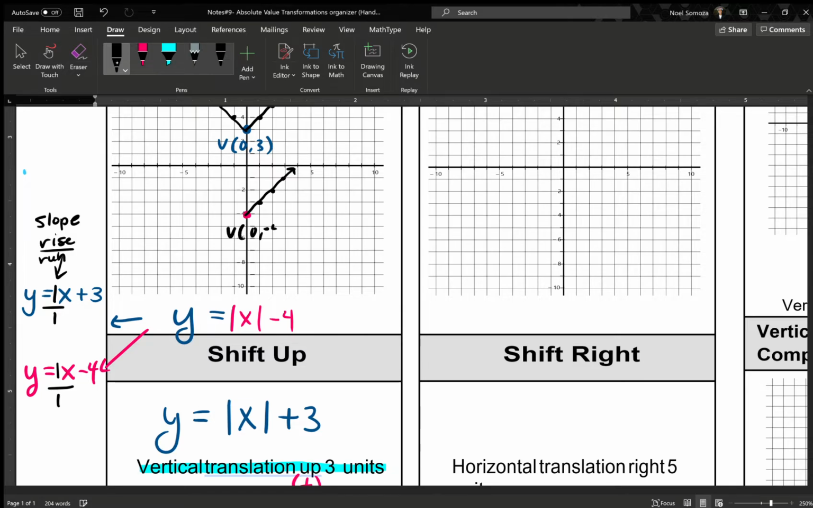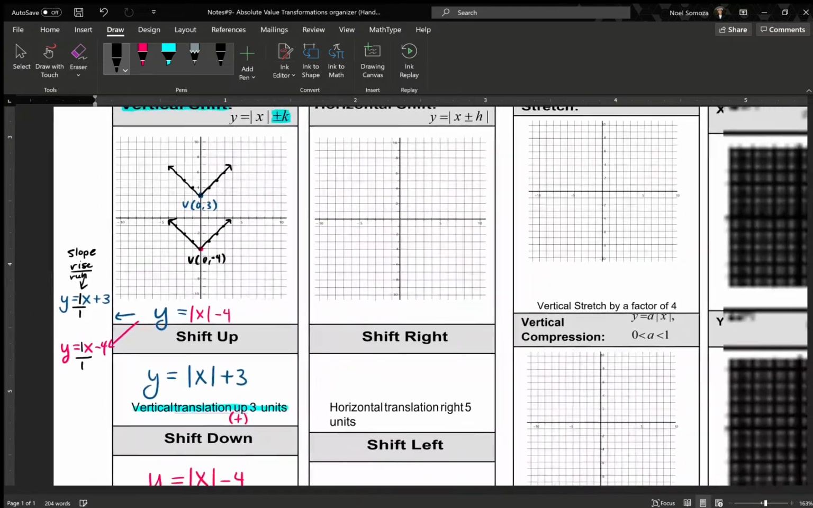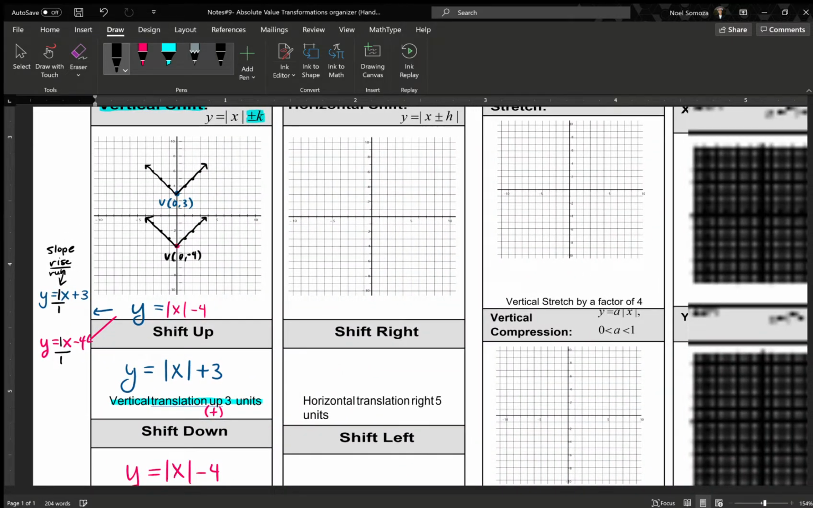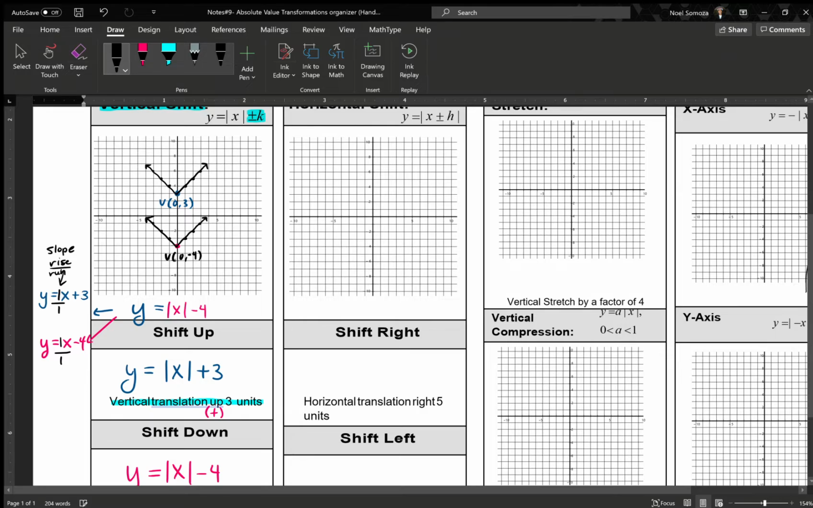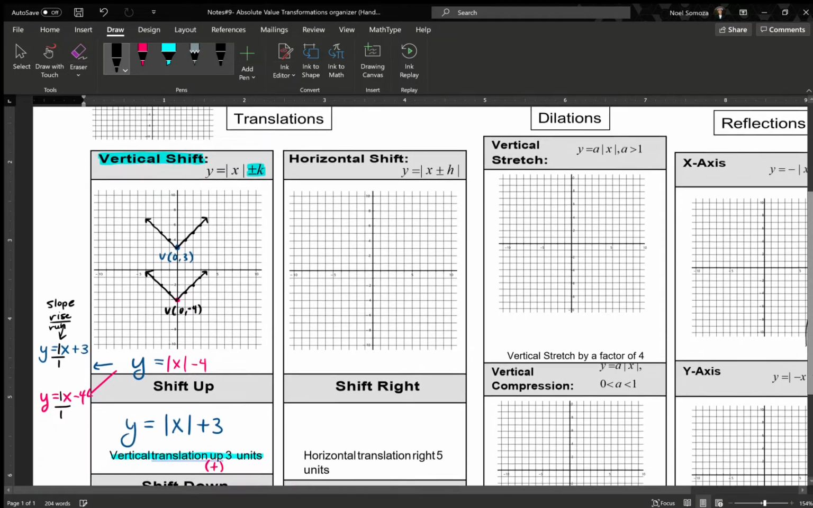There's half of my absolute value graph. Just want to label my vertex real quick. I can do the same thing now, follow that same slope, but draw the other side, so I go backwards: up 1 and to the left, up 1, left, up 1, left. And there it is. There's a quick way to sketch, because we're not using a formal table. So that gives us an idea of what happens when you shift up or shift down. Those are our vertical translations.